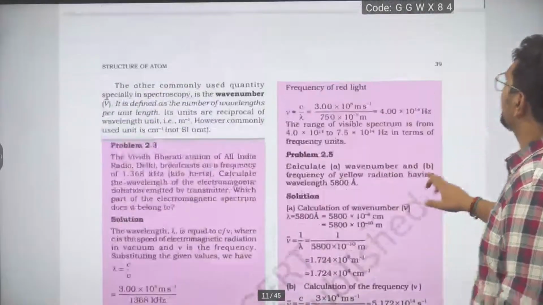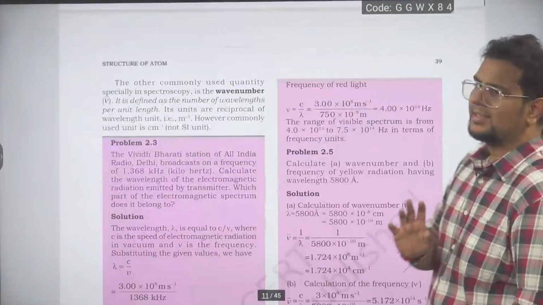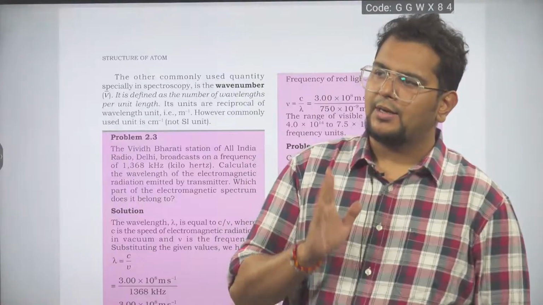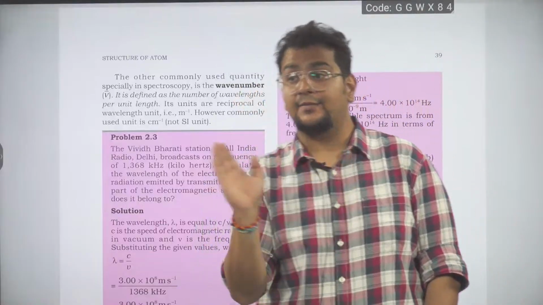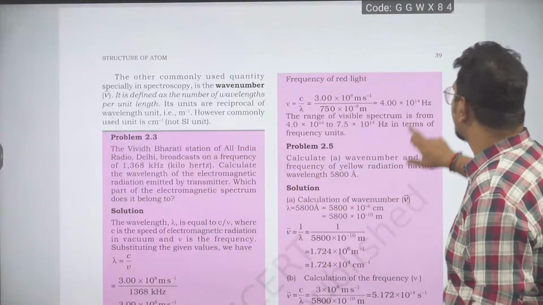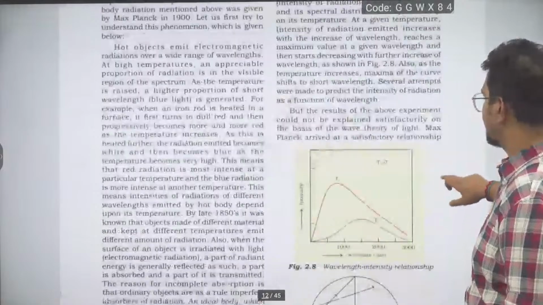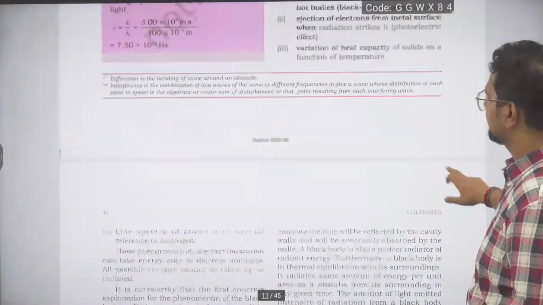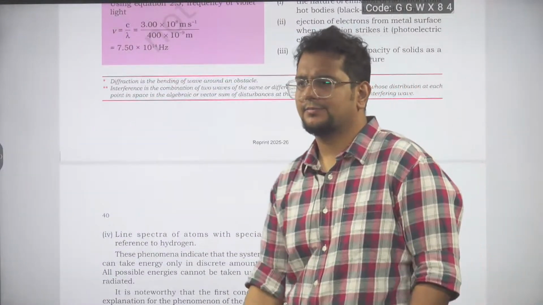So I will not say up to page number 40, but take it that up to page number 36 we have done. So read up to there. Up to page number 36, read every line properly. Up to page number 40 is our weekend syllabus.